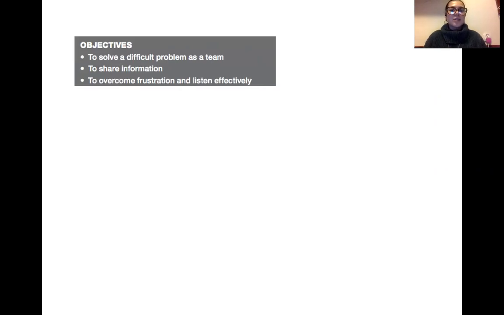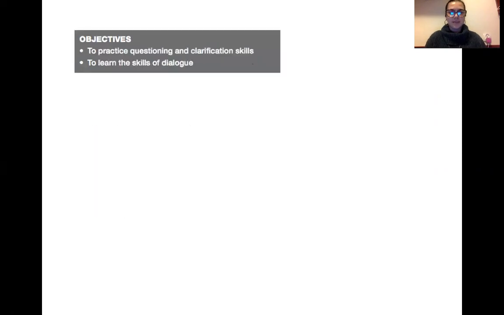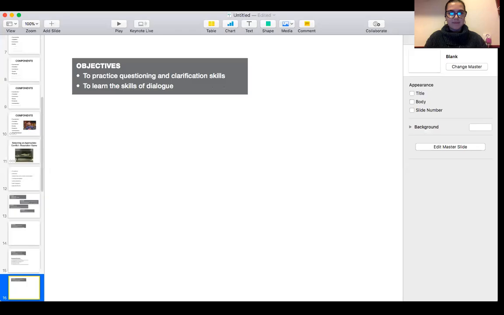So in this case, what kind of activity do you think would be appropriate for these specific objectives? Is anyone here?